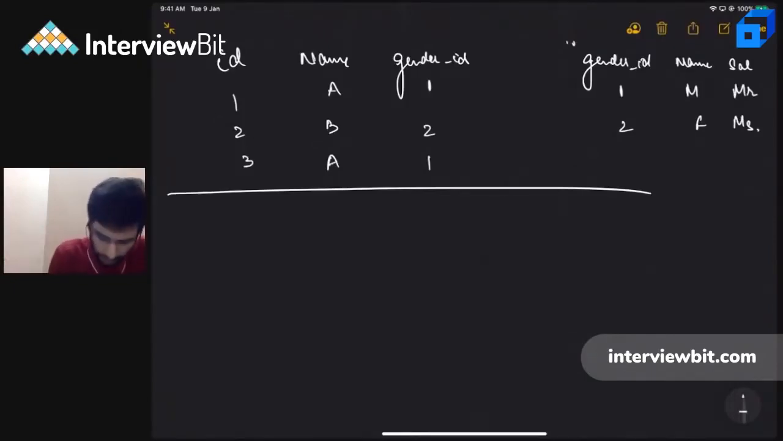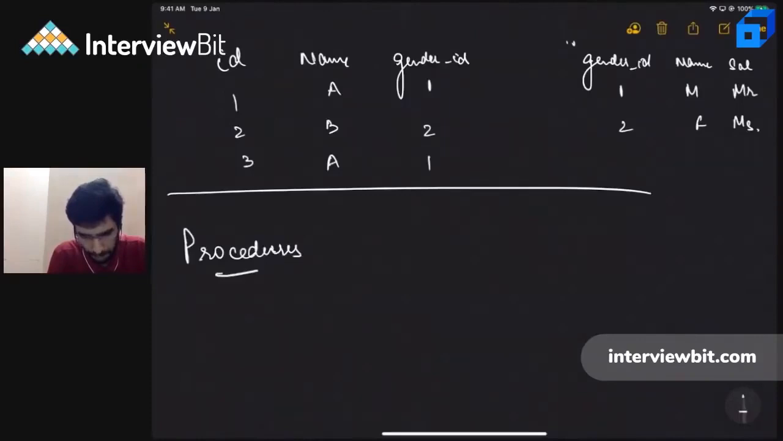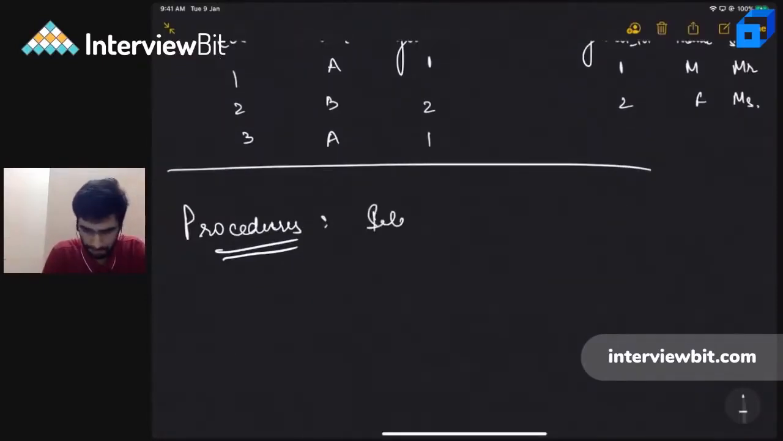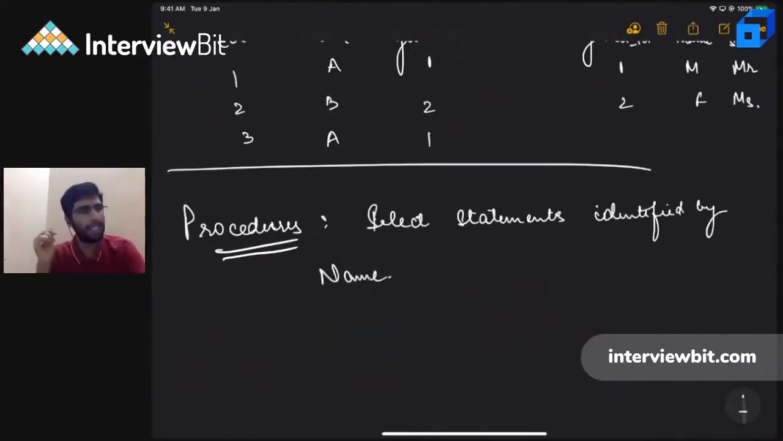In SQL, we have something called procedures. Procedures are nothing but select statements. They are also select statements that can be identified by a function call. We can create procedures, and each procedure is doing nothing but a select statement. They are select statements that are identified by the name.